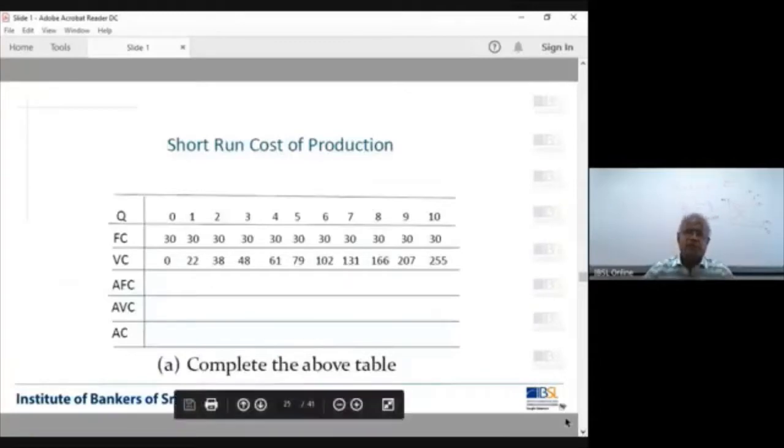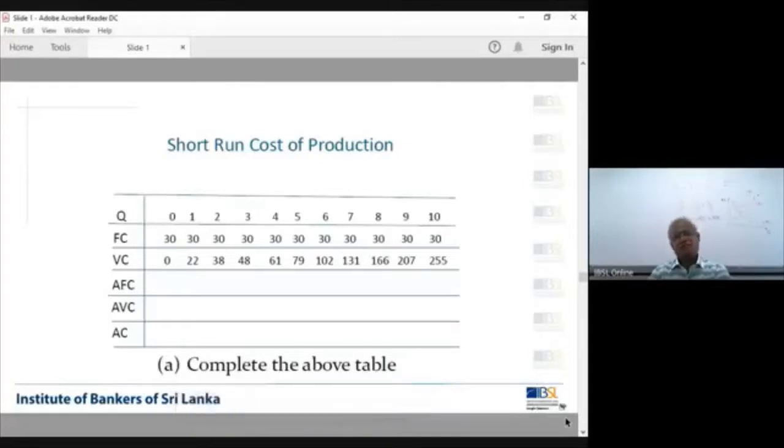Right. Now you have to complete this homework question. I have given the fixed cost and variable cost. I want you to calculate average fixed cost. Average fixed cost is FC divided by 0, FC divided by 1, FC divided by 2, FC divided by 3, up to FC divided by 10, 30 divided by 10. That row you can complete.